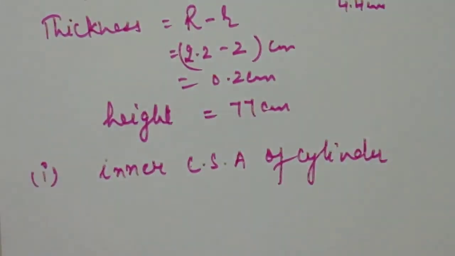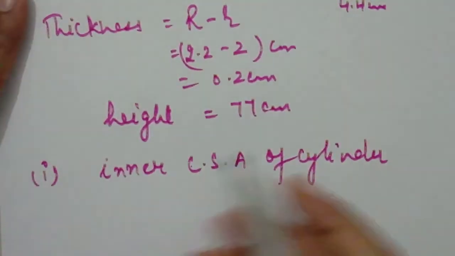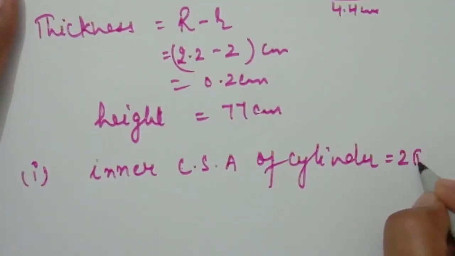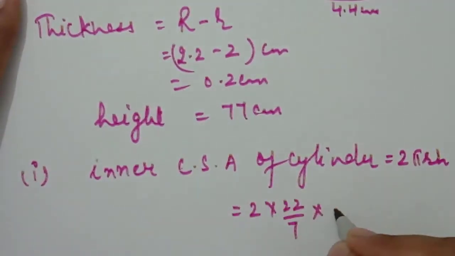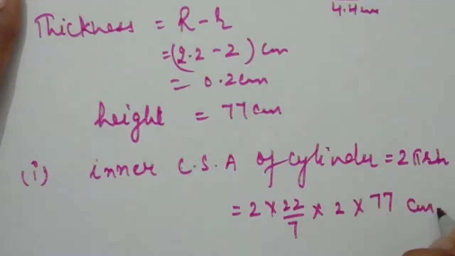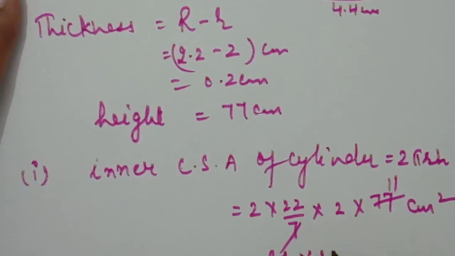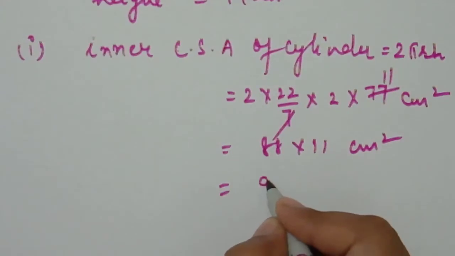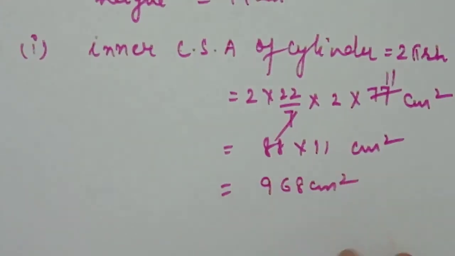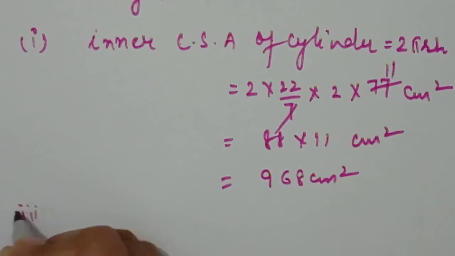We know very well that the formula for finding the curved surface area is 2 pi r h. But when we are talking about inner, we will use small r. 2 pi small r h. This is 2 into 22 upon 7 into small r is 2 centimeter, and then h is 77 centimeter. This is centimeter square. Then we will cancel. Then 2 2s are 4. Then 88 multiplied by 11 centimeter square. Then it is 968 centimeter square.